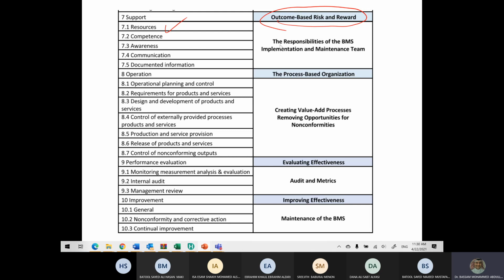Next is the process-based organization. That means I need to put the details of everything, how to hire people, how to admit students, how the students will learn in the class, how the registration process is done, and so on. So I need to put a clear process for everything within the organization.